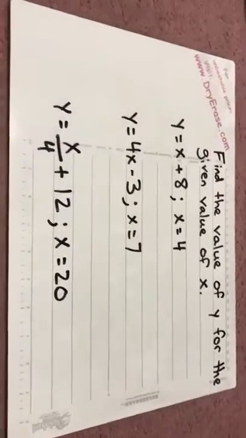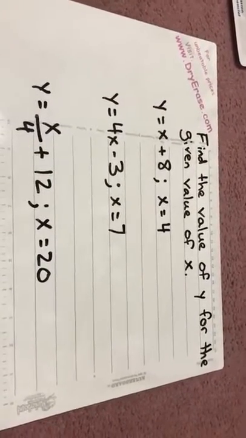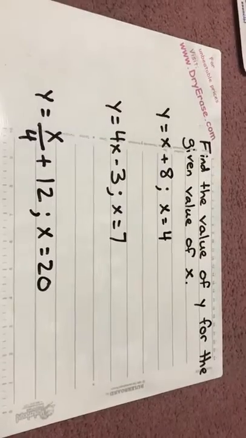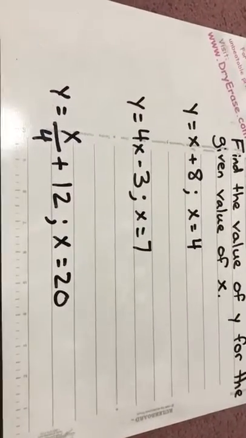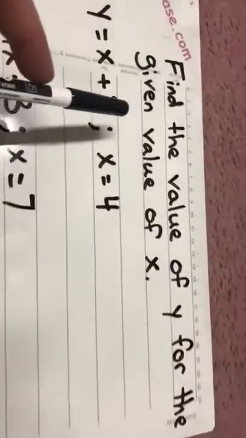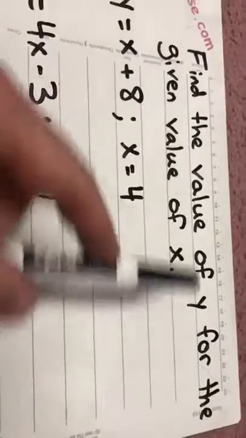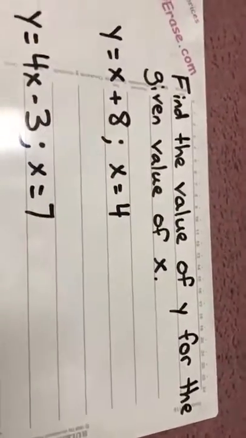We are moving on with our assignment for Monday, May the 18th, pages 376 and 377, numbers 10 through 21 and 26 through 28. Our first set of directions tells us to find the value of y for the given value of x.